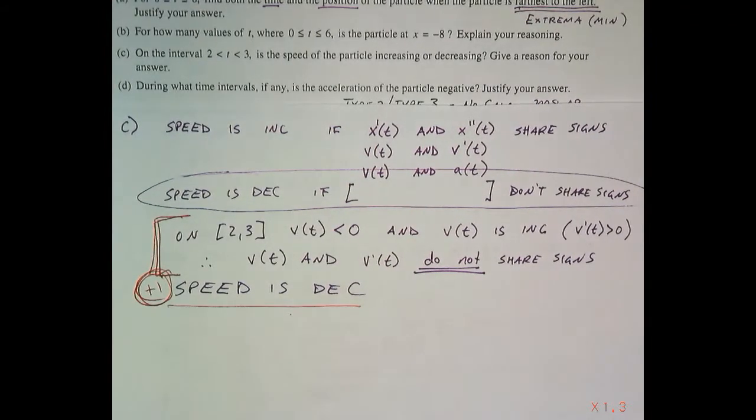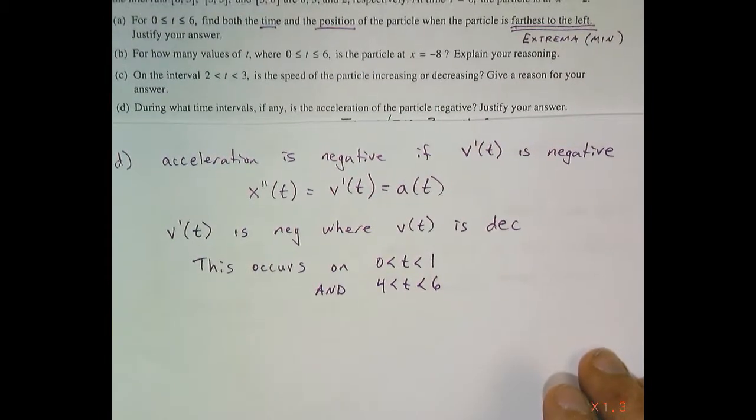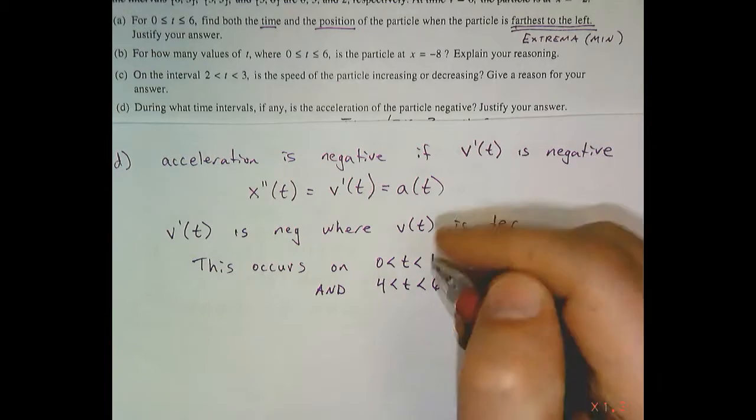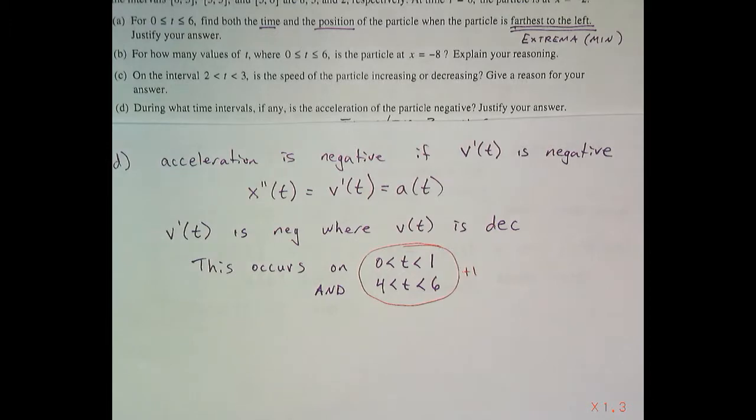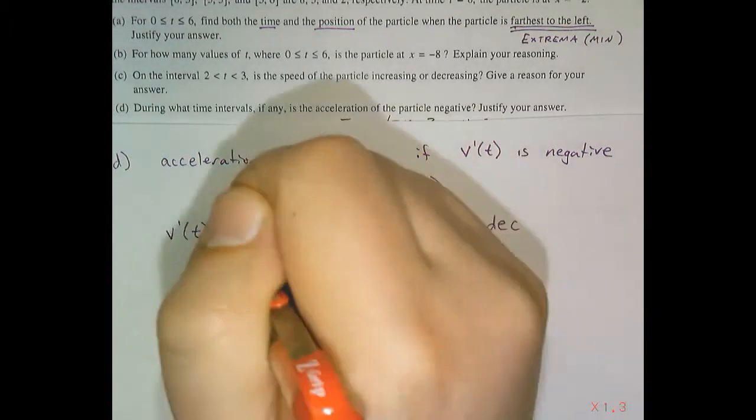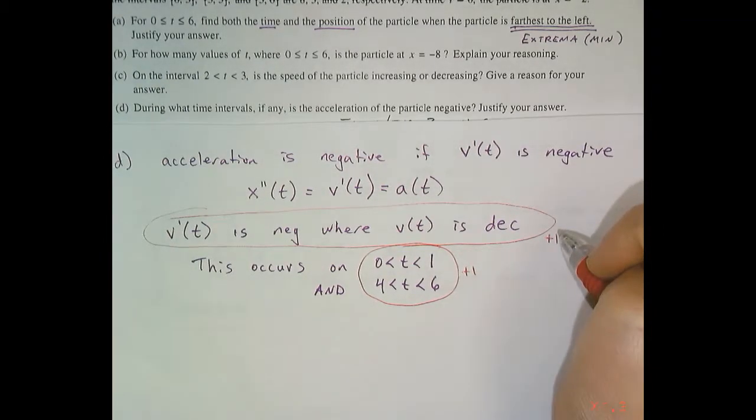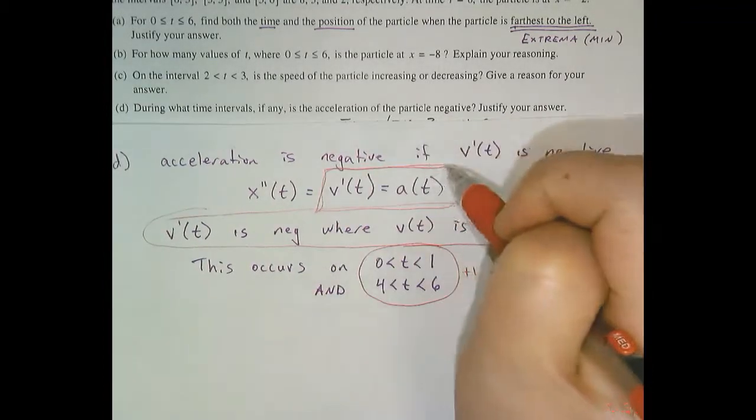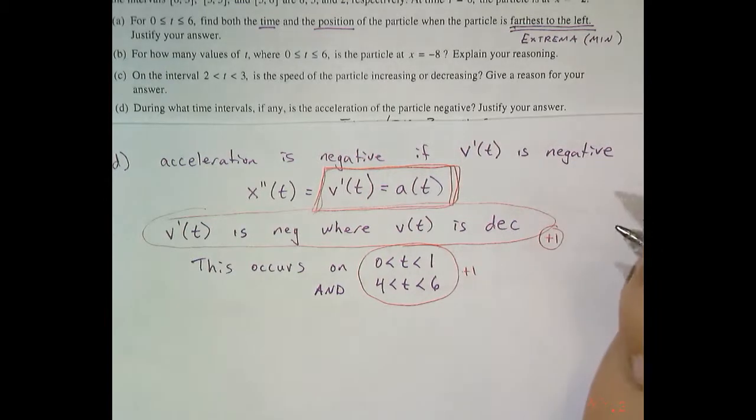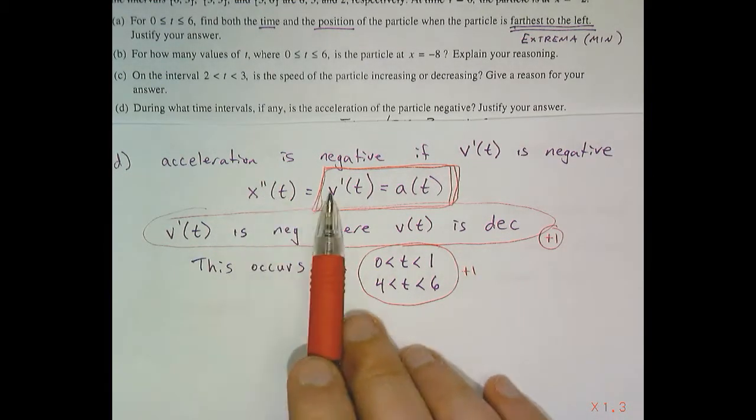Okay. Part D. Part D is worth 2 points. This one is your answer and then your justification. So the answer is, here's the answer for 1 point, and then the justification is v prime of t is negative where v of t is decreasing. And you probably also, I should put that in there, show the relationship between velocity and acceleration. That's something you should actually do with all of the particles in motion question. You should start off by declaring the relationship between position, velocity, and acceleration.